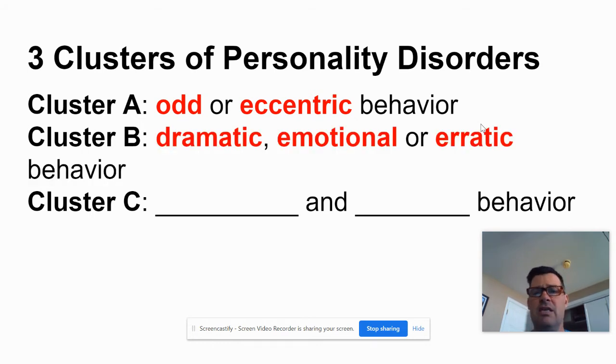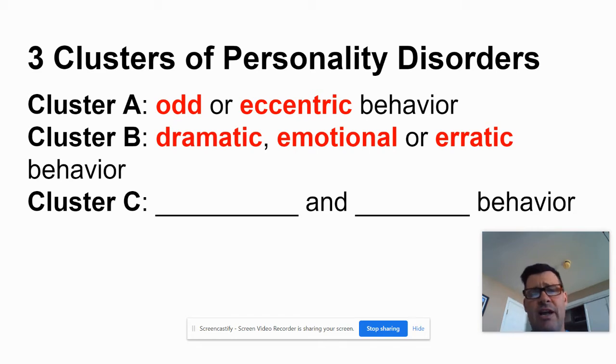Cluster B is the dramatic people. If you have a cluster B personality disorder, you are in conflict all the time. Whether you go to school, whether you're at home, whether you're at work, there is drama that follows you everywhere. And so drama, emotion, very erratic behavior. Erratic means kind of just all over the place. So all of that is cluster B. Very, very obvious personality disorders when you see these people.